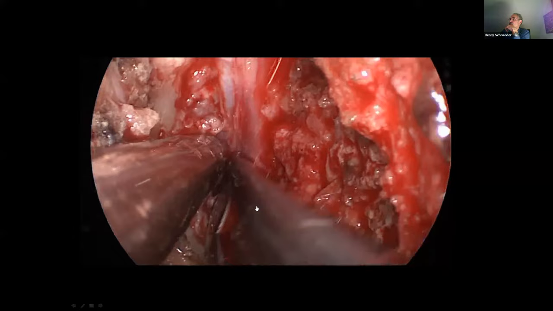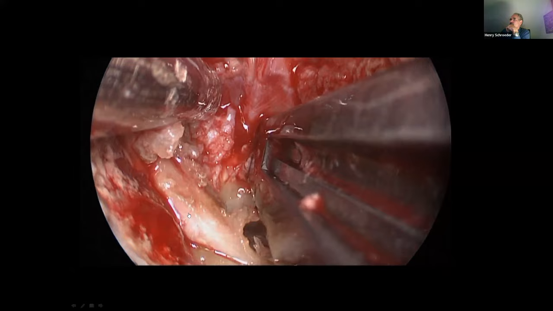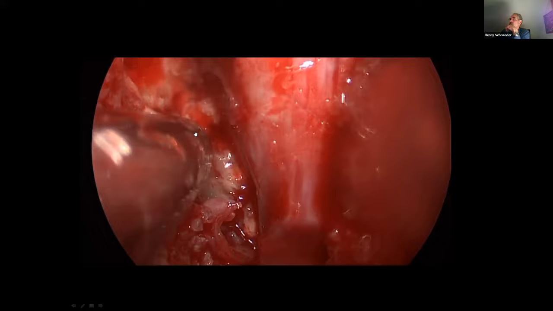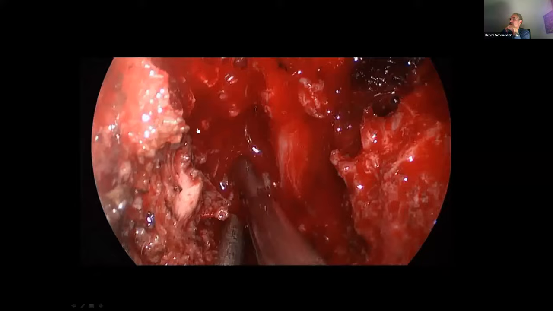You see the dura here is exposed. So the dens is resected and the soft tissue behind. Then we go laterally to the dura sac because there is tumor on the right side. We resect this tumor. And you see a big piece of tumor is coming here.